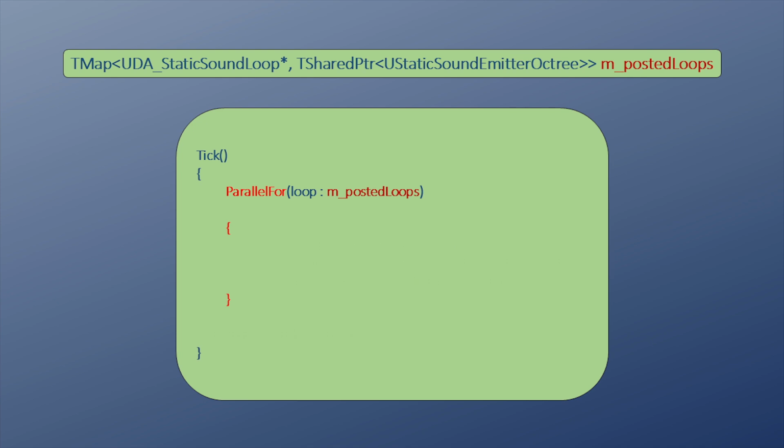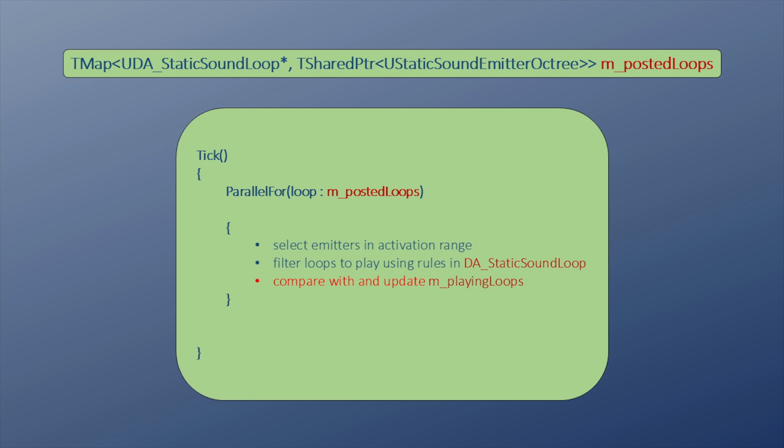In doing so, it honors the WwiserR optimization philosophy, correlating performance cost to what we hear in the game, rather than the size of the map, level, or project. It does so by first selecting all the emitters within the activation range, filtering the emitters that should be playing, using the rules set by the user in the corresponding static sound loop data asset, comparing those to the emitters that are already playing this loop at this point, and finally prompting the necessary emitters to either start or stop playing the respective audio event.